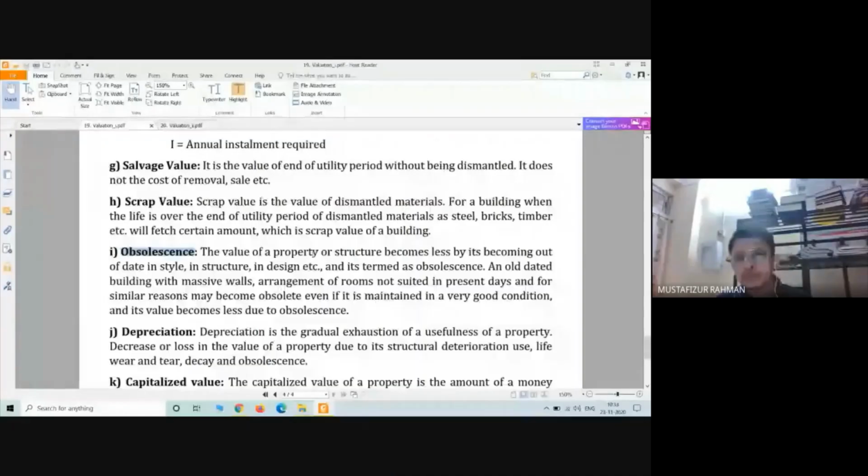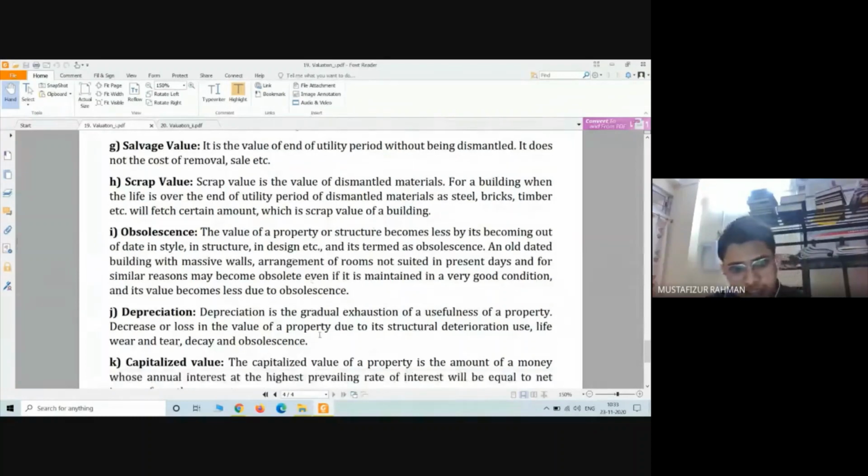Structure has become outdated or out of fashion because of its style, its structural design, the room arrangement, the massive walls, etc. Because of things like that, the structure cannot be used or is not desirable in the present-day situation. Then it will be called obsolescence, right? It has become obsolete. That's it.